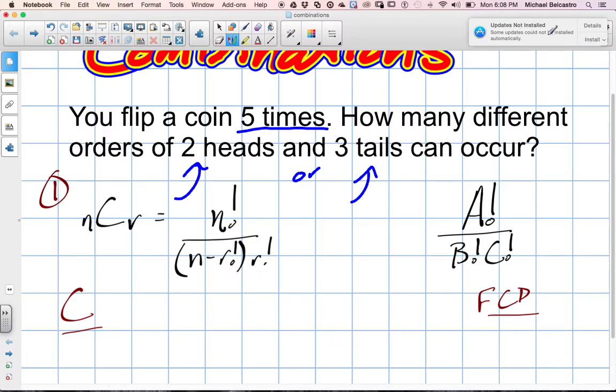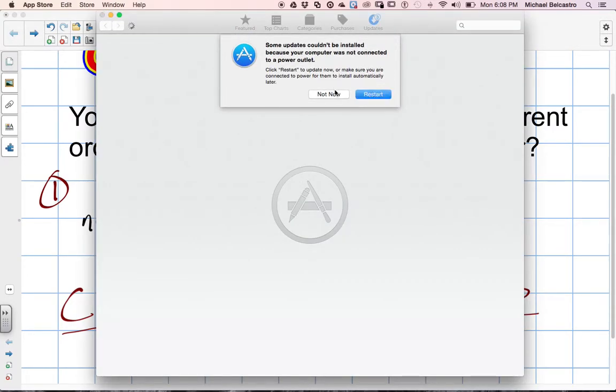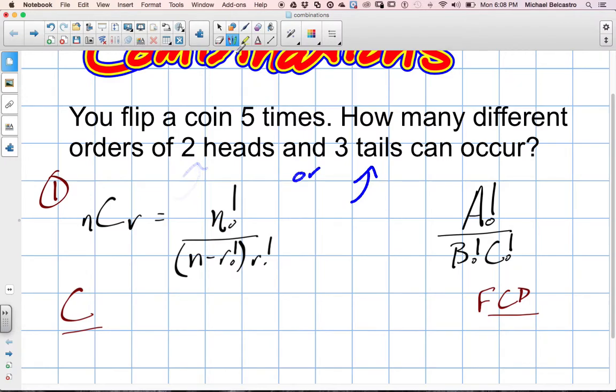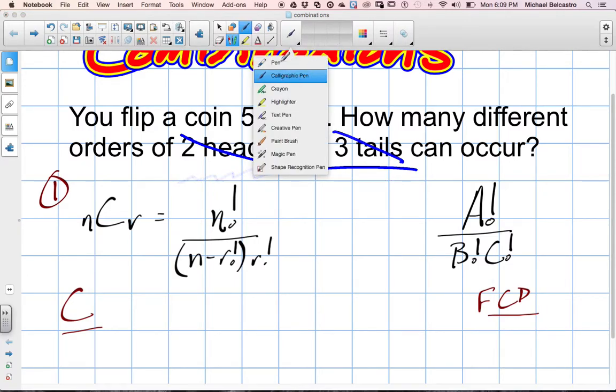And the reason for that is because if you get 2 heads, the only other option is 3 tails. Or if you're getting 3 tails, the only other option is 2 heads. So this is kind of like redundant information. We focus on this and we don't need that part. Okay. So really what it's asking in terms of a combination, let's use this again.